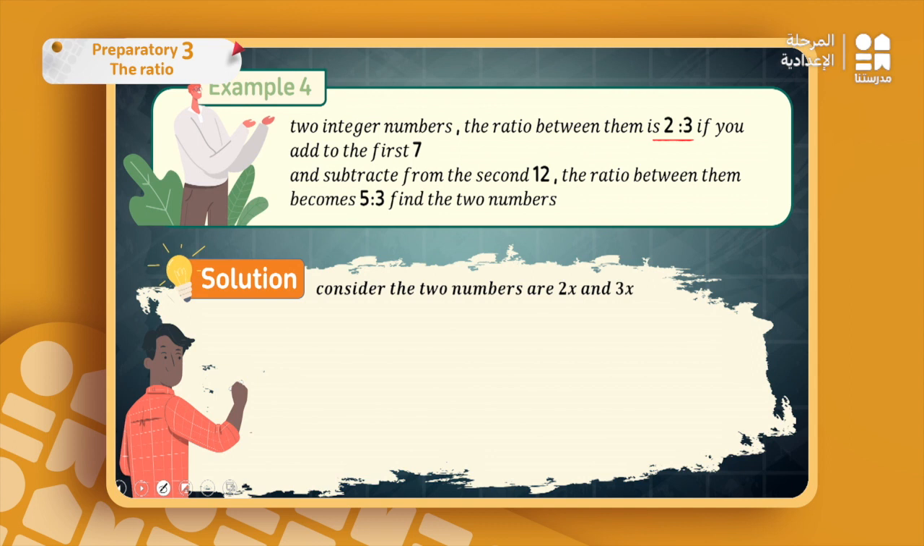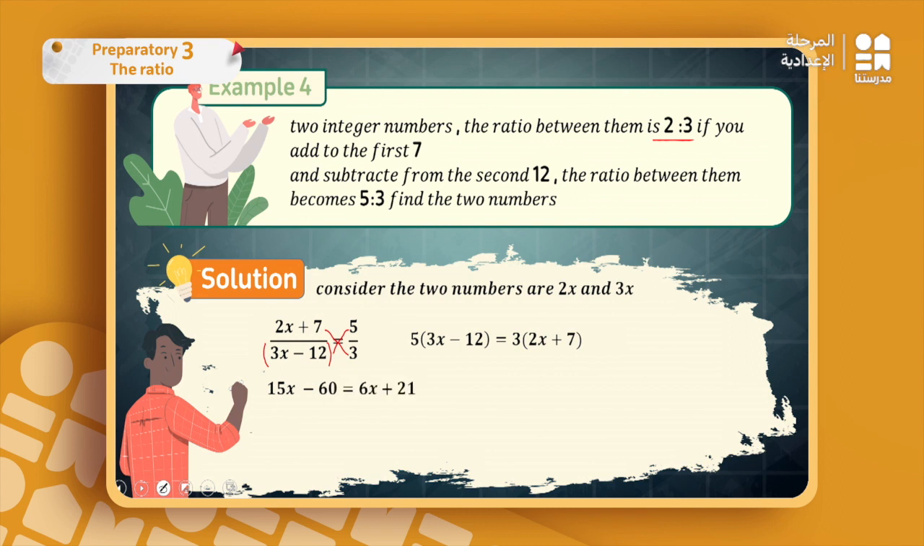The ratio now becomes 5 to 3. يلا نكتبها 2x plus 7 over 3x minus 12 equals 5 over 3. Now let's make cross product. وهنقول إن 5 times all the denominator يعني 5 times 3x هتكون 15x و 5 times negative 12 equals negative 60 equals 3 times 2x which is 6x and 3 times 7 is positive 21.